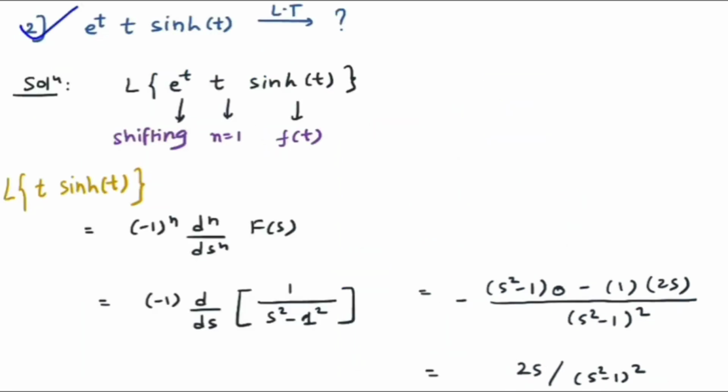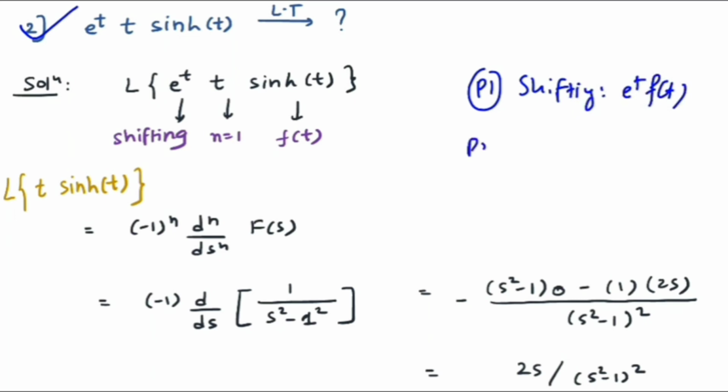The function is e raised to t into sine hyperbolic of t. Tell me what is the Laplace of this function. Actually, at the first point you might be thinking I have studied two properties. The property 1 is the shifting property, right? Shifting property, in which e raised to t is multiplied to a function, then the position of s is shifted, right?